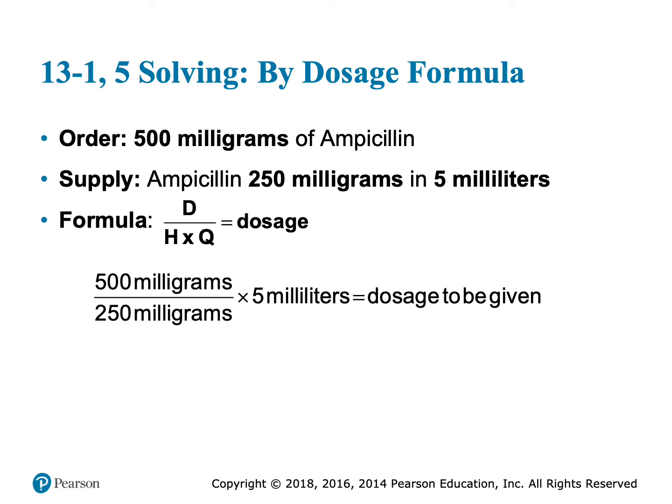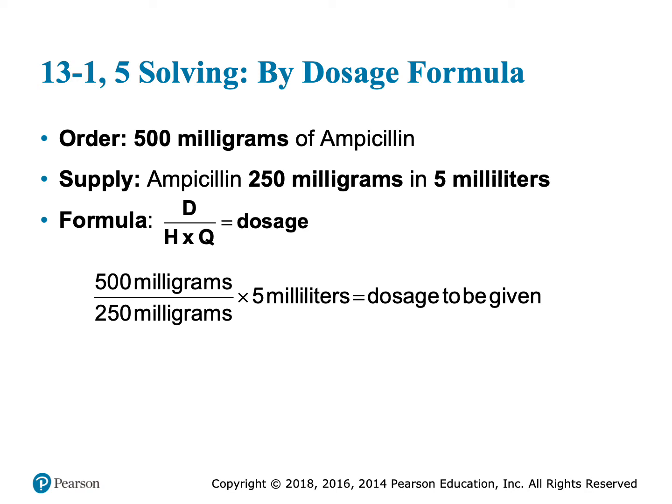All right, so solving the problem by dosage formula. Remember, the dosage is D over H times Q. D over H times Q equals our X, or our dosage. Remember, we did this in the last unit. So first you want to identify the D, the dosage, and that's what the physician ordered. That's 500 milligrams. Now let's look at what we have on hand. What we have on hand is 250 milligrams, and then what's the quantity? The quantity is 5 milliliters.